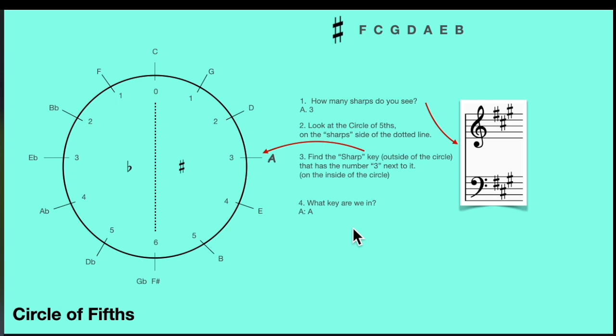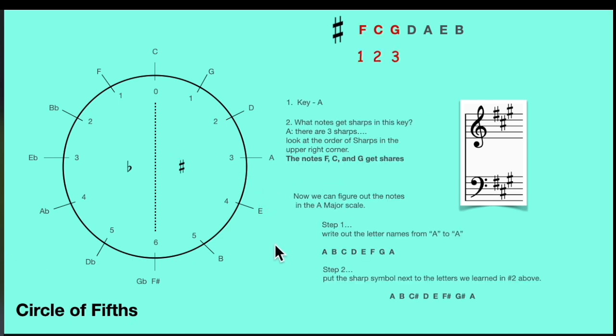Now we're going to do the same thing with the key of A that we did with the key of A flat. We're going to find out the notes that are sharped in the key of A. Well, what notes get sharps in this key? How many do we see? 3 sharps. Look at the order of sharps. F, C, G, D, A, E, B. The notes F, C, and G. There's 3 sharps. We take the first 3 letters in that list right there. Those are the notes that get sharped in this key.